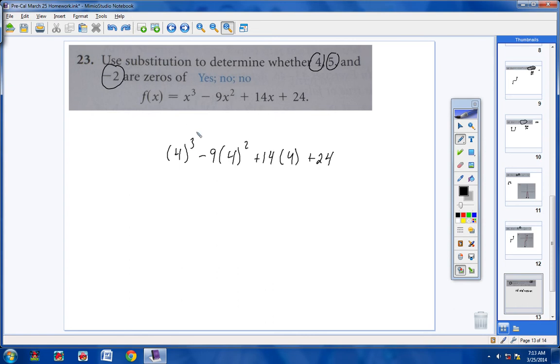All right, here we go. 4 to the third power would be 64. 4 times 4 is 16, and 16 times 9 would be -144. And then 14 times 4 would be 56. And then bring down your positive 24. Now, if you add up all of your negatives, you'll get -144. And if you add up all of your positives, you will get 144. And then if you combine those two numbers, you will get out a 0. Okay? So when you substitute a 4 in, you do get out a 0. So, yes for 4. Okay?